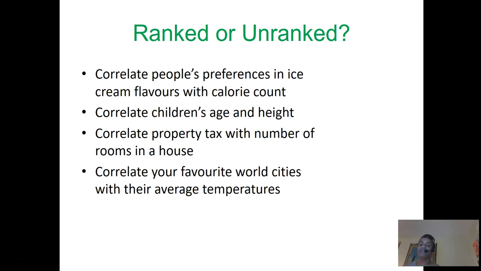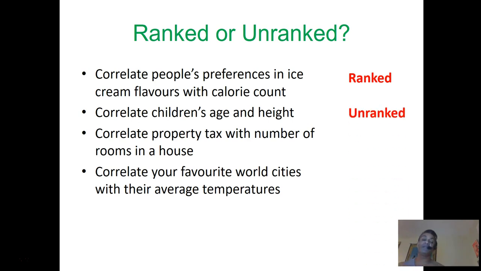Okay, here's some examples. Are these ranked or unranked scenarios? If we are correlating people's preferences in ice cream flavors with a calorie count, well, once you've got preferences, you're looking at ranking, so that's going to be ranked. Correlating children's age and height. Is a ranking happening there? Age is a continuous variable. Height is a continuous variable. We're not looking at which kid is ranked higher or not. We're looking at which one's ages are higher. So that's not ranked.